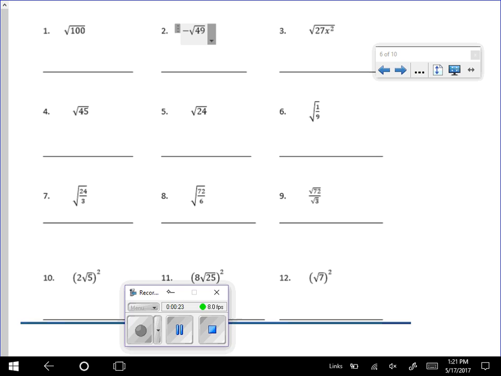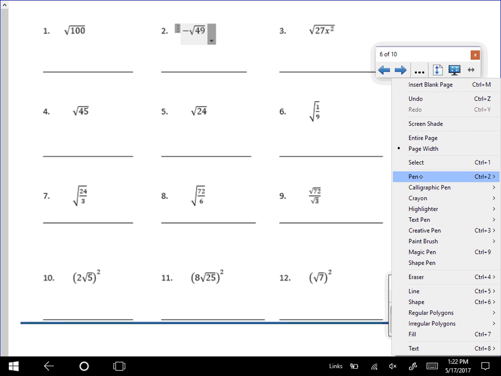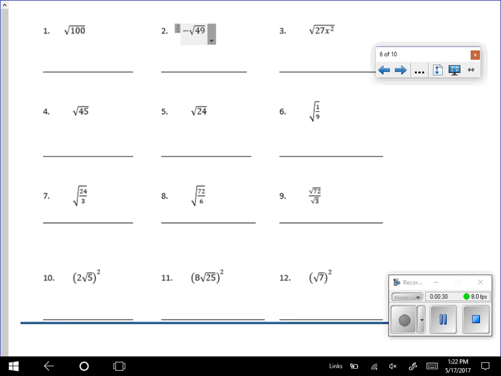Okay, so your first pieces were simplifying radicals, rationalizing radicals, multiplying radicals, etc. So let's look at a few of these. So the square root of 100, hopefully you have those perfect squares memorized. That is 10. Negative square root of 49. So if the negative's on the outside, we're okay. So keep your negative. It's the opposite of the square root of 49, which is 7.